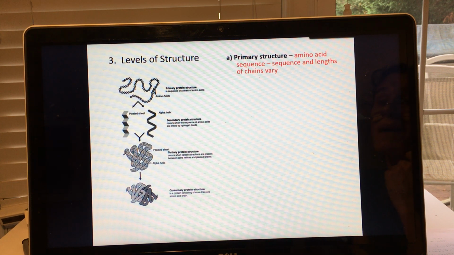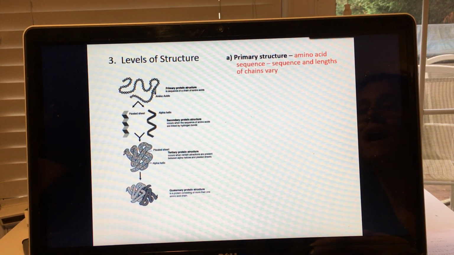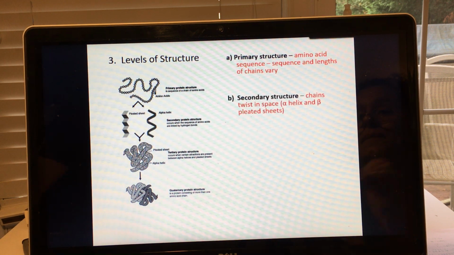Now, some proteins may not have all 20 in them, just like you may have words in the English language that don't have all of the letters of the alphabet, but all of the words in English are made with the same alphabet. So think of the 20 amino acids like the protein alphabet. Now, once you have the primary structure built, we have what is called the secondary structure.